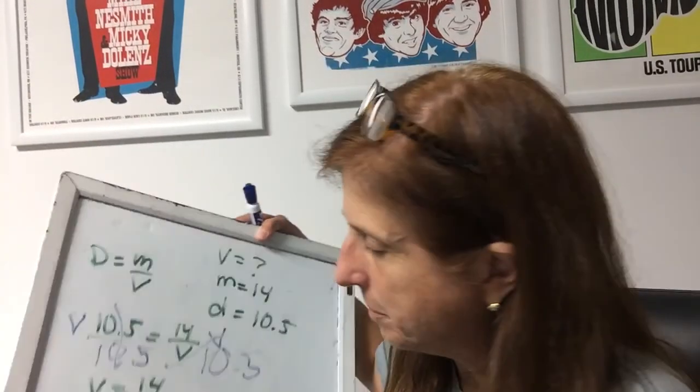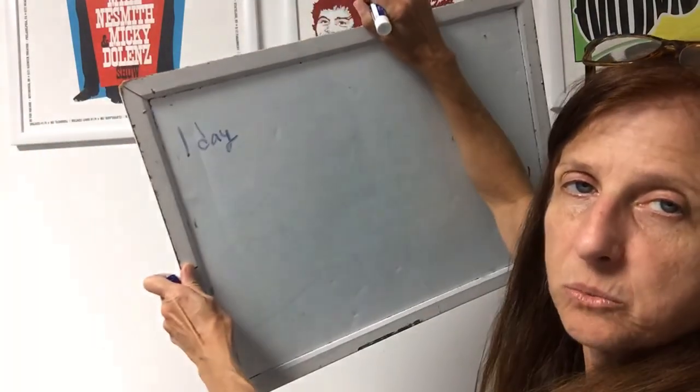Problem number 6 is a multi-step problem where you use conversion factors. So we are told we want to know how many seconds are in a day. Well, I don't know that, but what we do first is we write down what we know. And what I know is 1 day. And then I draw railroad tracks.